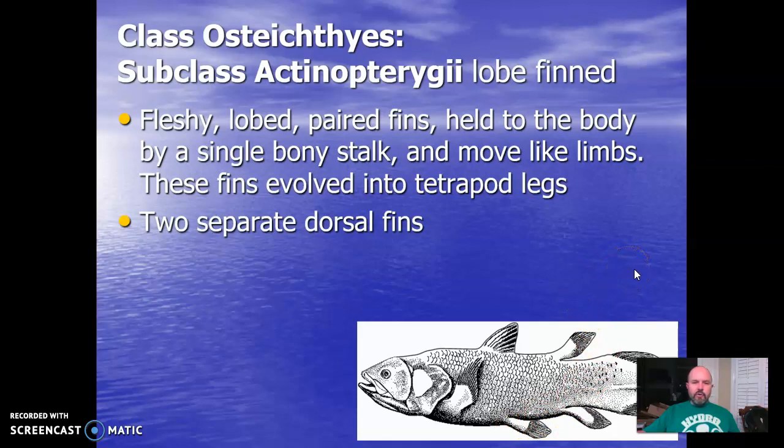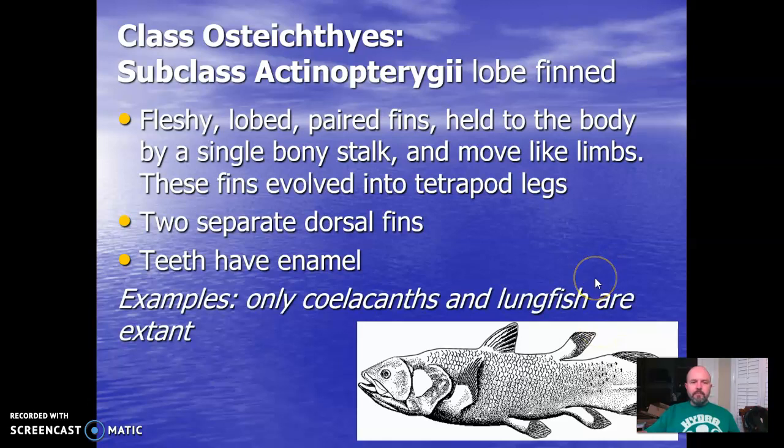And those paired fins can function a lot like tetrapod legs. They have two separate dorsal fins. So the dorsal fin at the front, and then one that's got a little bony nub at the bottom that extends out at the back. Their teeth have enamel, so a hard coating that protects them from wear. Examples: there are only two known examples, the coelacanths and the lungfish.